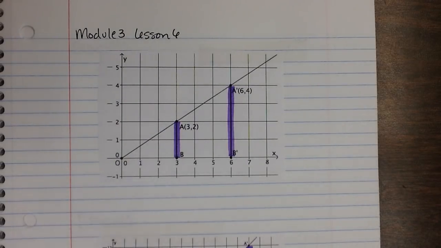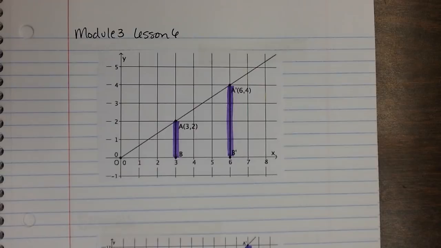Okay, in Module 3, Lesson 6, we're going to be looking at doing a dilation on coordinate planes. So what we're going to be doing is looking at coordinate planes. Now, in Lesson 5, we talked about the fundamental theorem of similarity and how to find the exact coordinate for the dilated points. Today we're going to find the coordinates without that. We're going to look at the scale factor and the points.